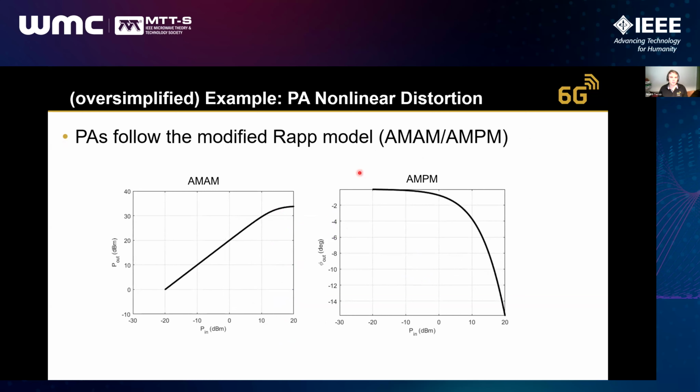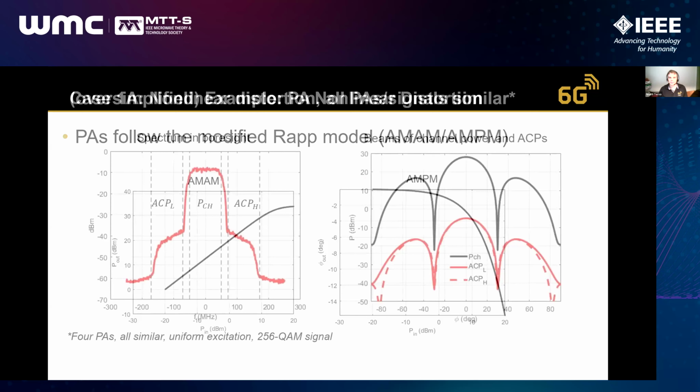In this example, I chose a PA model that is easy to replicate. I simply use a modified Rapp AM/AM, AM/PM model, basically modeling the typical compression behavior of a class A amplifier. When you increase the power, you see some compression, and you also see the phase compressing and maybe varying over the power level. So you will see distortion in the signal. So now this amplifier model, 4-element uniform array. Let's play and see what happens.